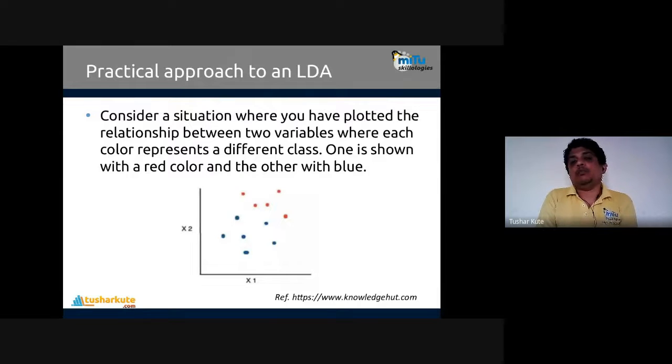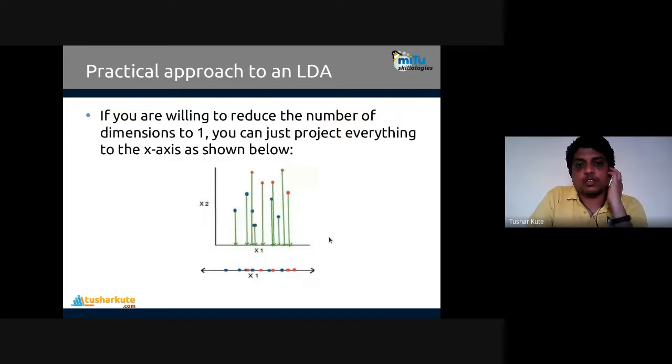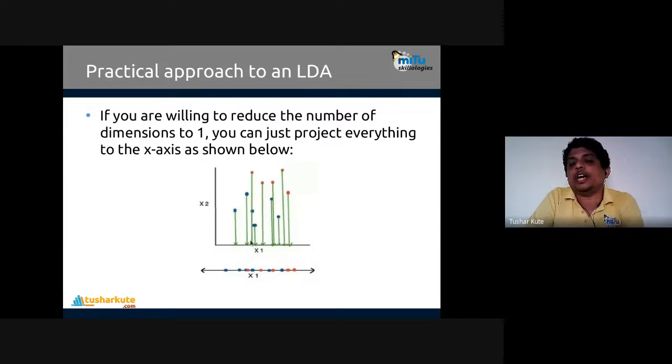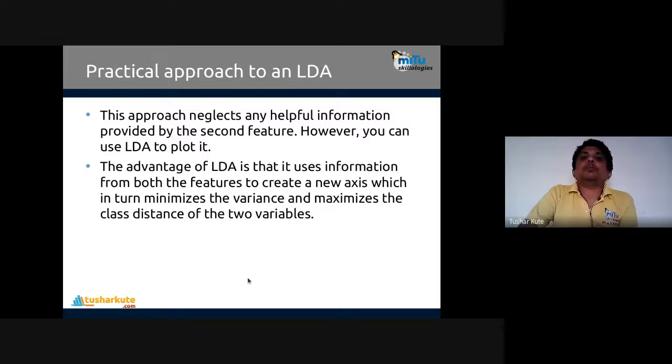Practically, when we are using LDA, how exactly does it work? Consider a situation where we have plotted the relationship between two variables: first feature on the x-axis, second feature on the y-axis. These are the two classes, the red one and the blue one. Now all these features are plotted onto one axis only. Just consider I don't have a second axis; the second feature is not there. You consider only one feature. They are plotted something like this. So this approach neglects very helpful information provided in the second feature.